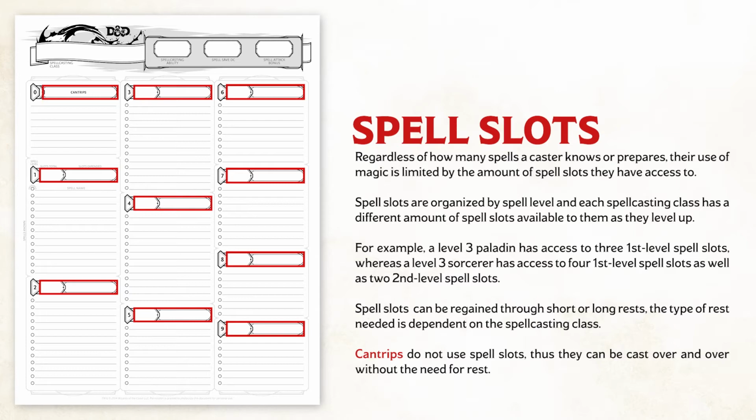For example, a level 3 paladin has access to 3 first level spell slots, whereas a level 3 sorcerer has access to 4 first level spell slots as well as 2 second level spell slots. Spell slots can be regained through short or long rests. The type of rest needed is dependent on the spellcasting class. Cantrips do not use spell slots, thus they can be cast over and over without the need for rest.